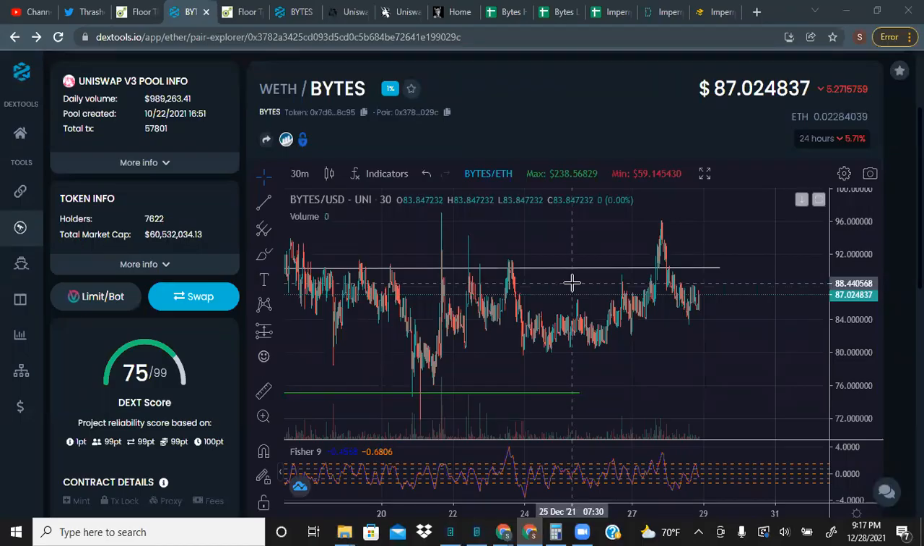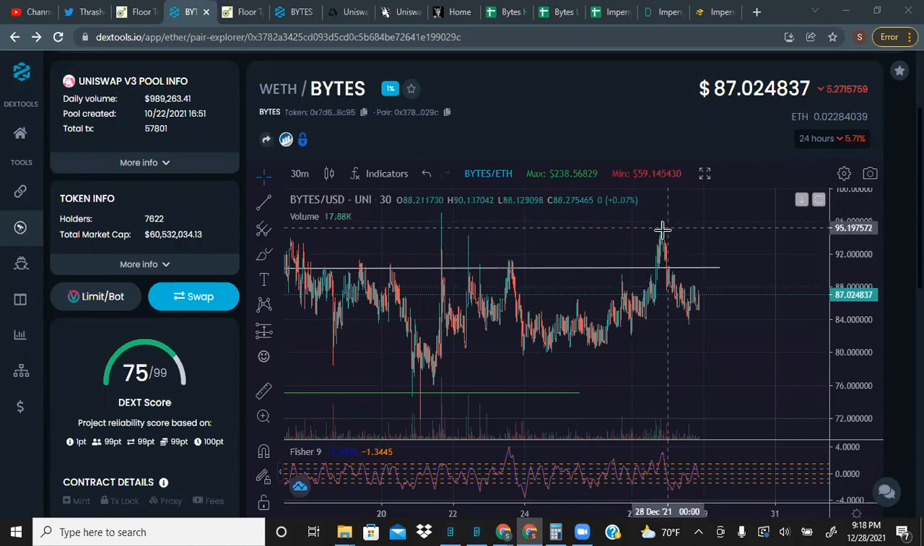Hey guys, today I'm going to be going over impermanent loss and comparing Uniswap version 2 versus Uniswap version 3, and showing how concentrated liquidity is different to calculate impermanent loss. So to start, I'm just going to go over the bytes chart real quick.